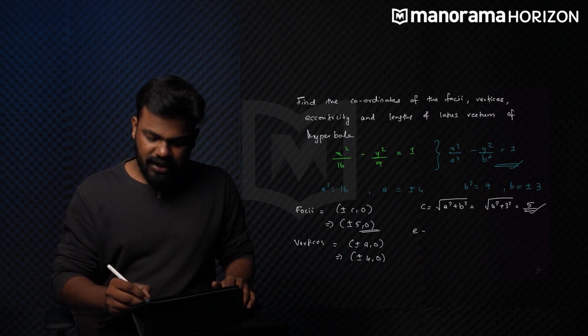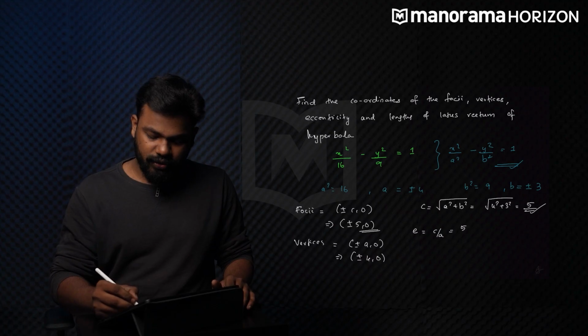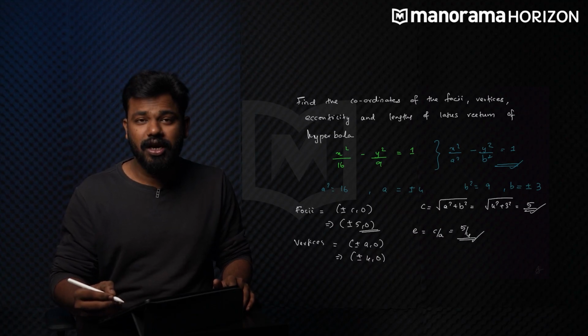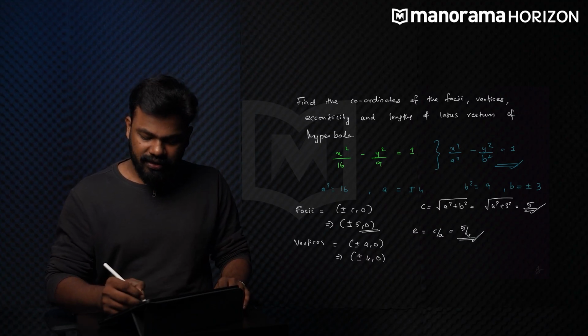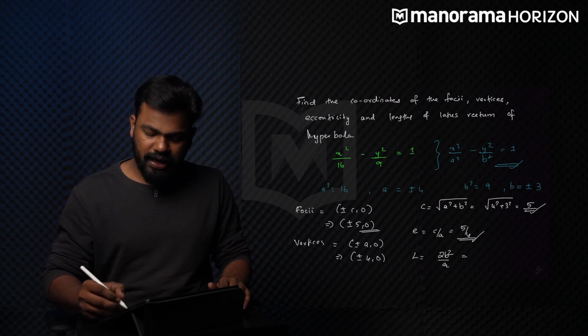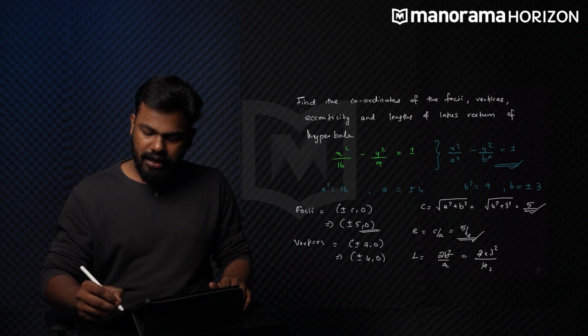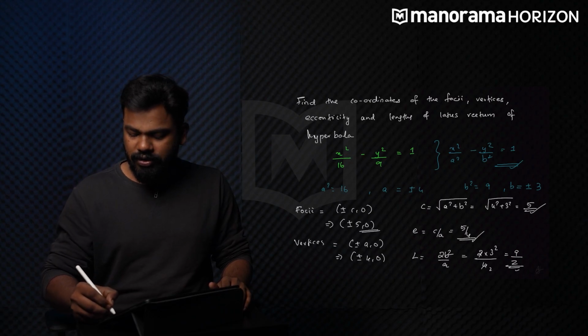Now eccentricity is nothing but c by a. The c value here is 5 and the a value is 4. So 5 by 4 is the eccentricity of the hyperbola. And the length of the latus rectum L is equal to 2b square by a. Putting in the values, 2 into b square, that is 3 square, by a, which is 4, so you get 9 by 2. This is the length of the latus rectum.